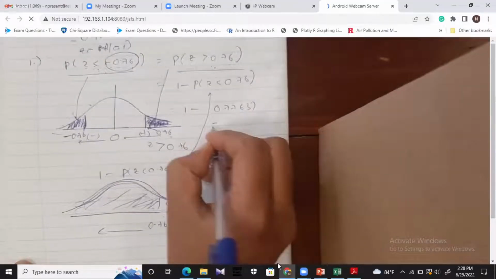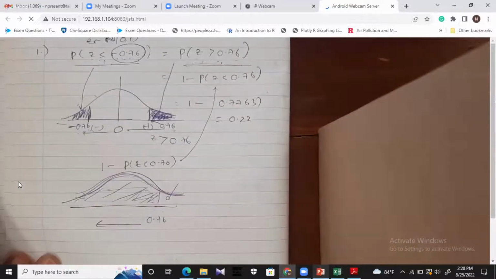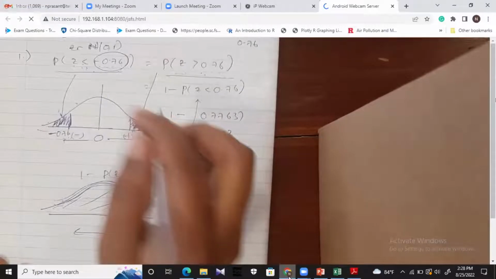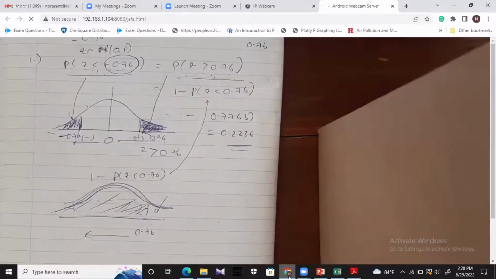That is equal to 0.22 something, right? Yes, 22 something. 2236. Now, did you understand? Yes, madam. Okay, others? Others, did you understand that example number 3? Yes, madam. Okay. Now, let's move on to the next example.